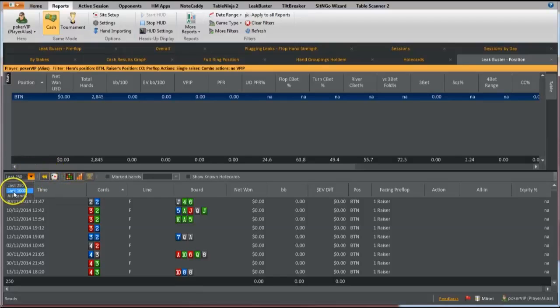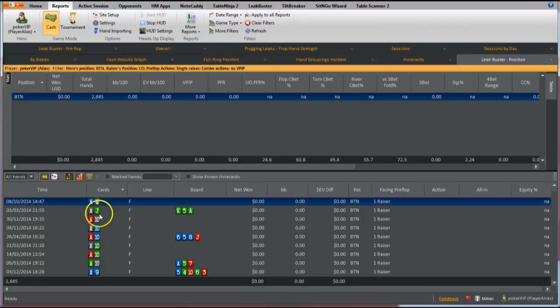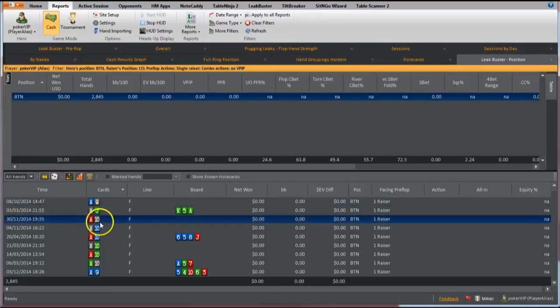Make sure you check this drop down box here and choose all hands, because otherwise it will only show you 250 hands by default, and we have 2,845 hands where we folded on the button to a cutoff open. The next thing we can do is filter by card strength here, and we can see that there are some hands here, stuff like ace queen, ace jack, which we should probably be defending. When there's only 2 hands, or there's only one of each, it can easily be a misclick.